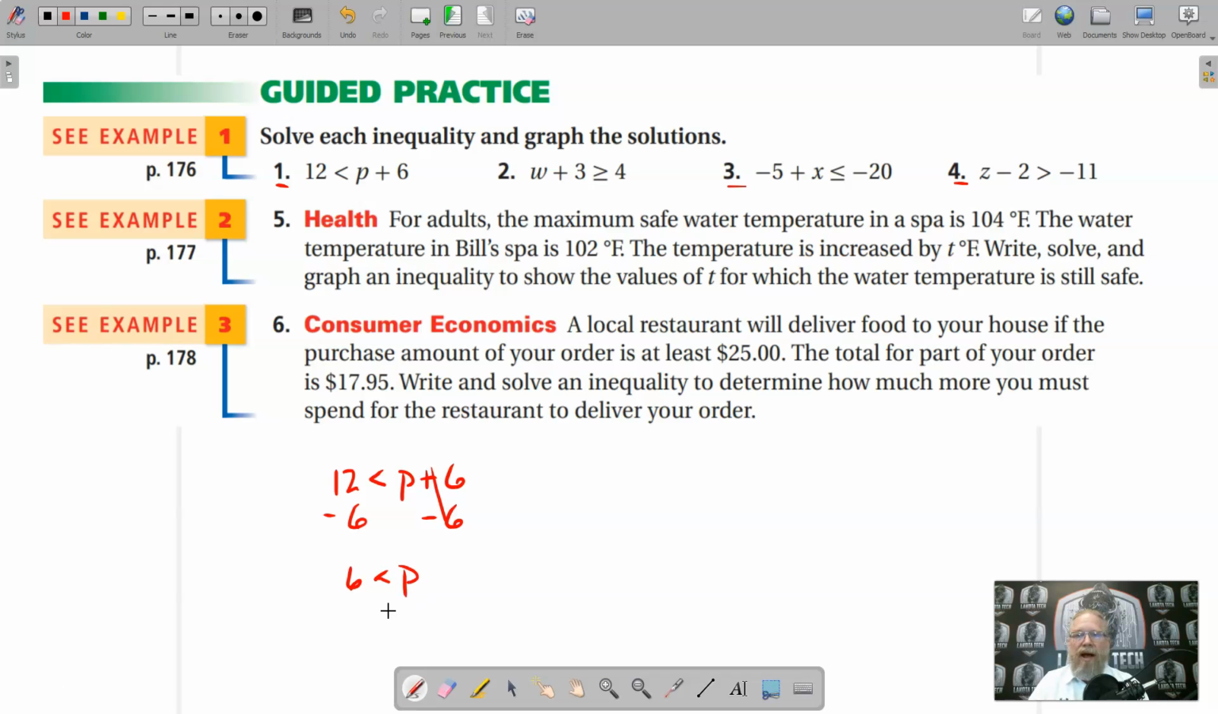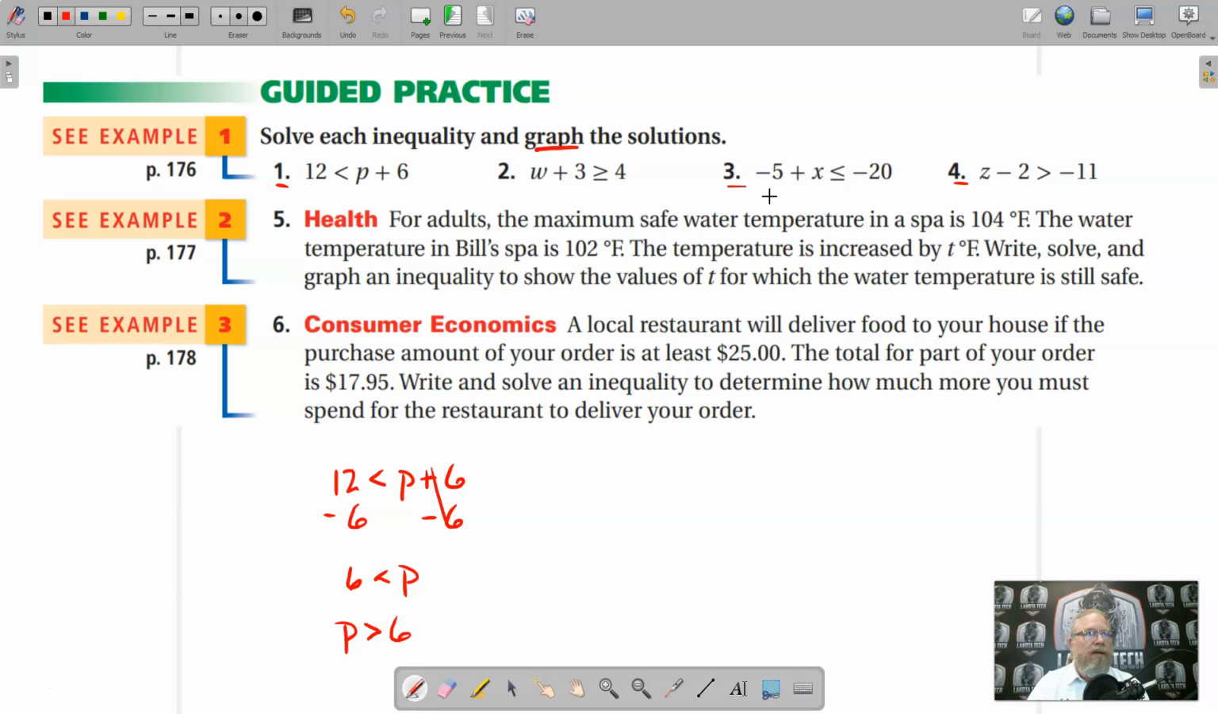Now, if I were to graph this and I want to know which way the arrow goes, I'm going to put the P over here on the left and the 6 on the right. And here, the symbol is pointing to the 6, so I want it to continue to point to the 6. So I would get P is greater than 6. I'm not going to go ahead and graph these. We would know that we would find an endpoint of 6. It would be an open dot, and it would go to the right, everything greater than 6.